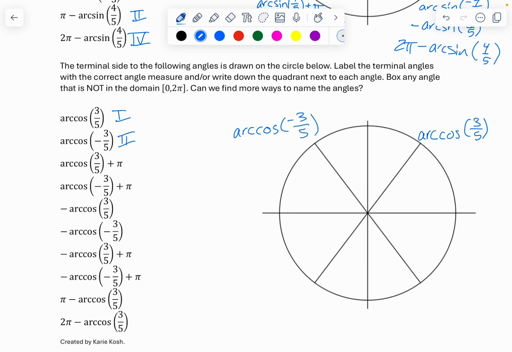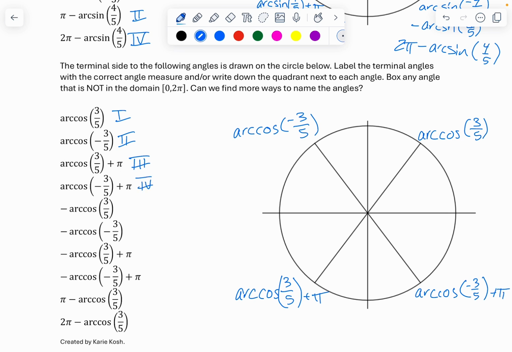This is quadrant 2. Arc cosine of 3/5 plus pi means that I'm going to be over here. I started in quadrant 1, and then I added pi. Here's this plus pi. I'm now in quadrant 3. Okay, arc cosine of negative 3/5, that was in quadrant 2. When I add pi, I'm now in quadrant 4. Arc cosine of negative 3/5, and then I add pi.